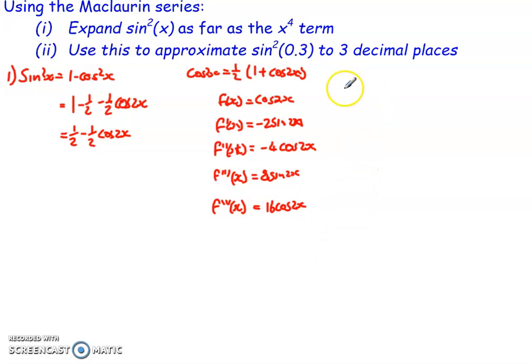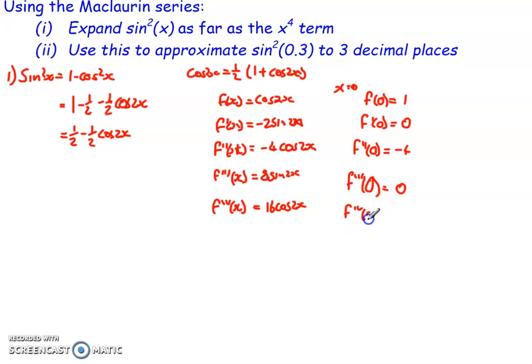Now for each of these, I substitute in x equal to 0 and see what I get. Well, f of 0 is cos of 0, which is 1. First derivative f dash of 0 is negative 2 sine of 0. Well, that's just 0. Second derivative f double dash of 0 is going to be negative 4 times cos 0, so negative 4 times 1, so it's going to be negative 4. Third derivative f triple dash of 0, again, that's going to give me 0. And then my fourth derivative at 0 is going to be 16. So I now know what the expansion of that should be.